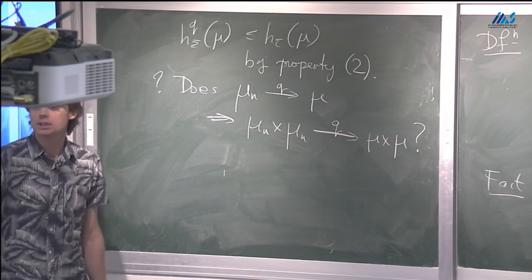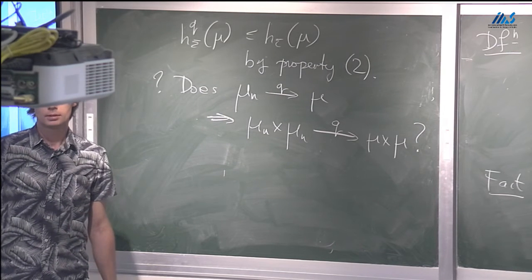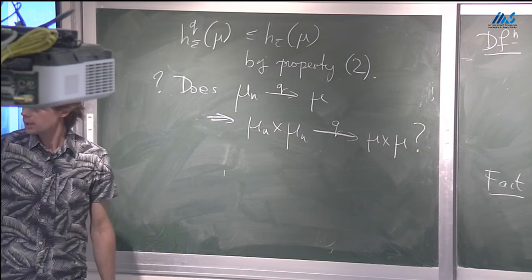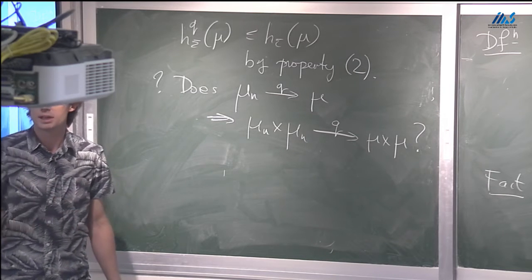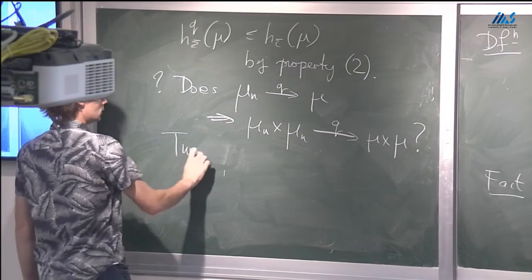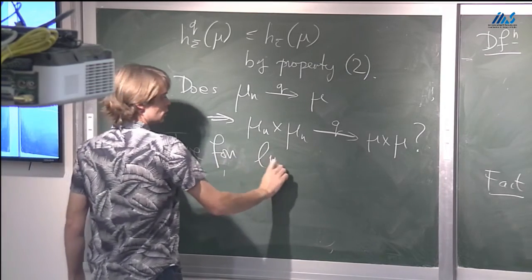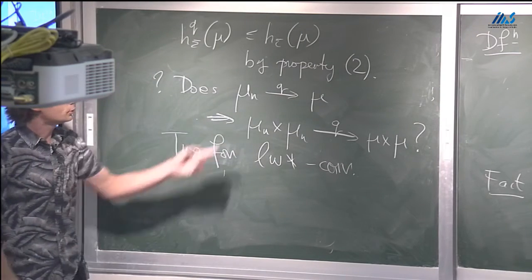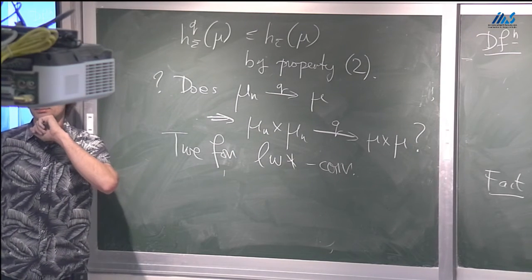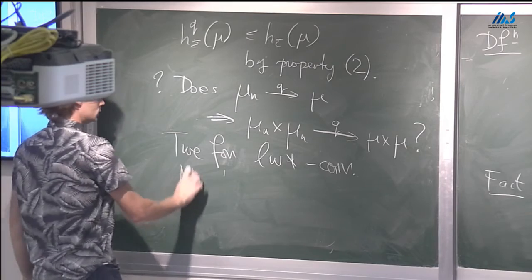Well, for local weak star convergence, this is true. So if most marginals of mu n are correct, then most marginals of mu n times mu n are just the marginal of mu times mu. That's easy. So true for local weak star convergence. But unfortunately for quenched convergence, this is false. But not true for quenched convergence.